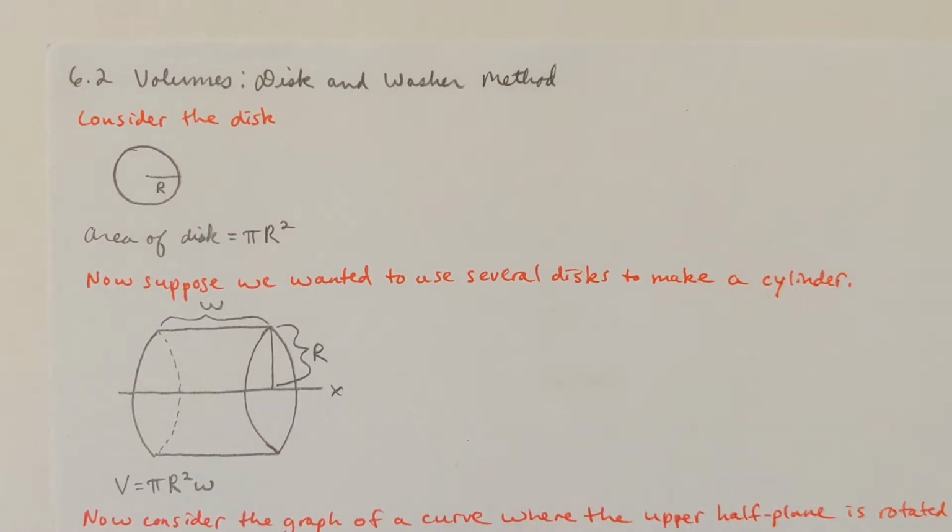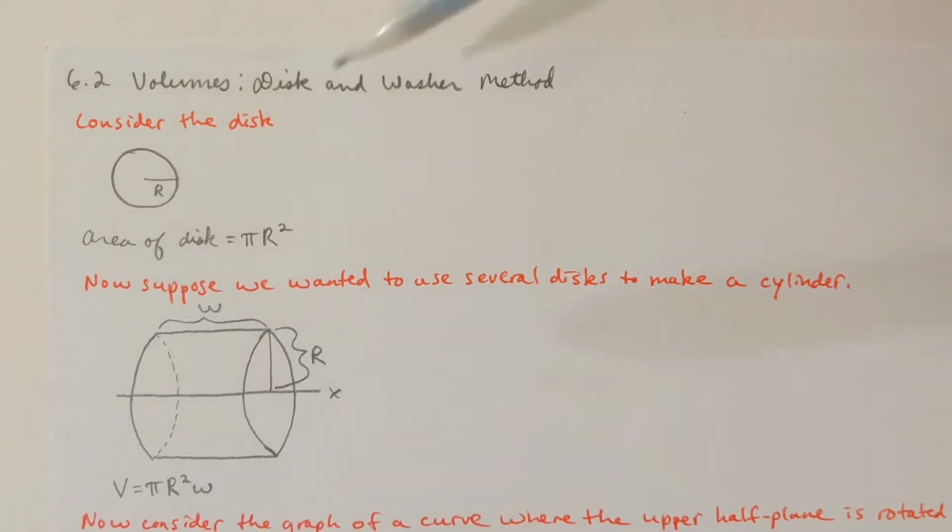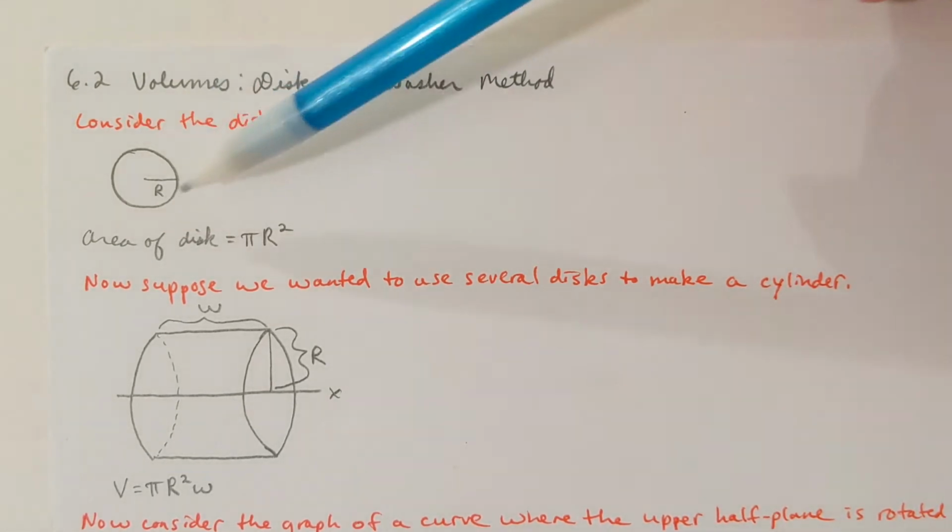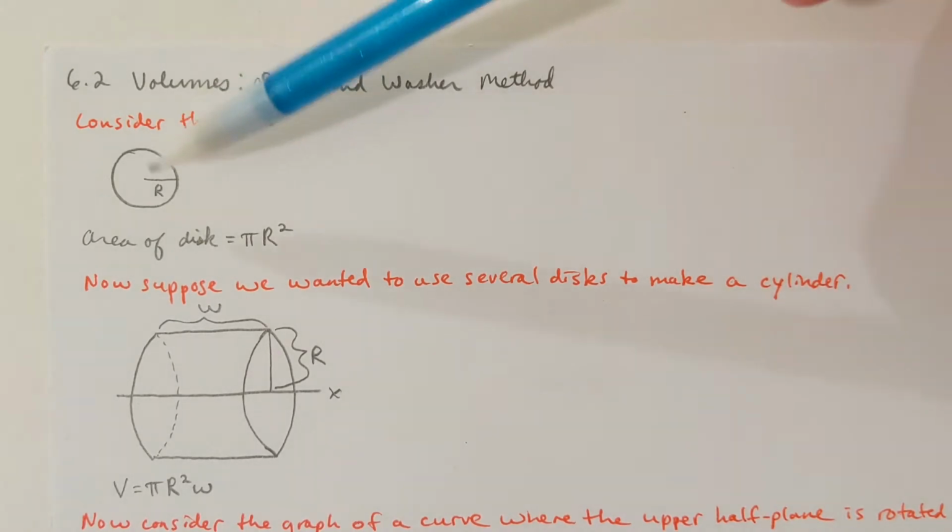Okay, in the next two sections, we're going to talk about volume. In 6.2, we're going to look at what's called the disk and the washer method. The washer method is really just the disk method used twice, so I suppose you could just call this section the disk method if you wanted. Some books do that.